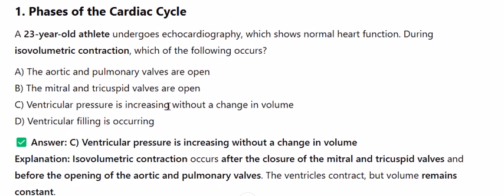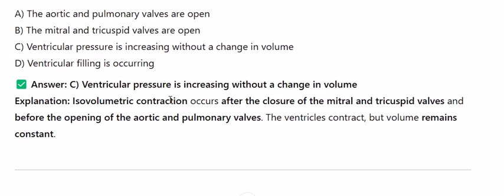Explanation. Isovolumetric contraction occurs after the closure of the mitral and tricuspid valves and before the opening of the aortic and pulmonary valves. The ventricles contract, but volume remains constant.